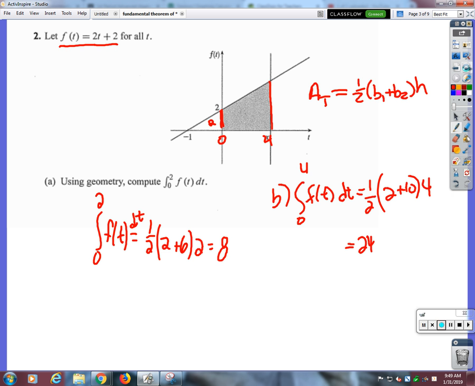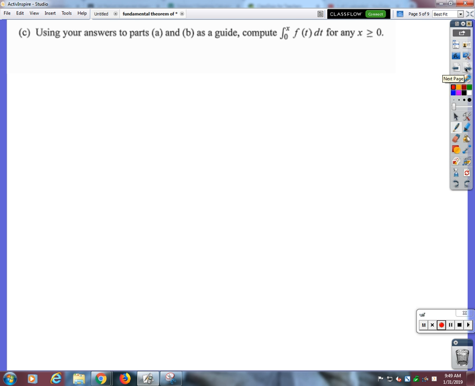All right, now here's the fun part. Now we're going to do it from 0 to x. So we've got to figure it out with a variable. I'm still going to go 1/2. What's the height of base 1? 2, because that's the y-intercept of the graph. It's not changing. Plus 2x plus 2, because we always get the other height by plugging whatever that number is into the equation for the line. And then what is the base going to be? Good, x.